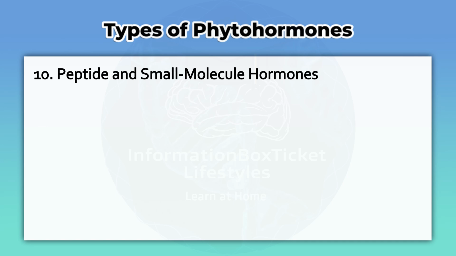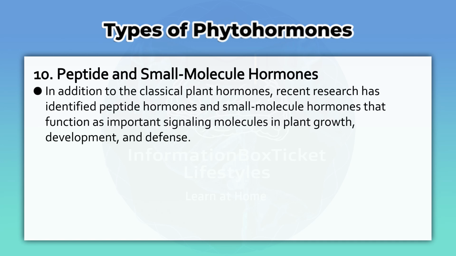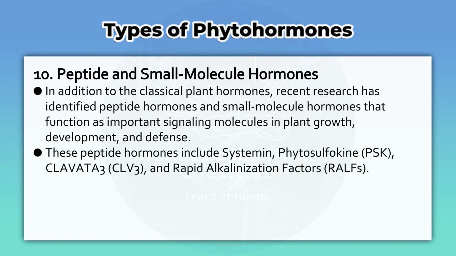10. Peptide and small molecule hormones. In addition to the classical plant hormones, recent research has identified peptide hormones and small molecule hormones that function as important signaling molecules in plant growth, development and defense. These peptide hormones include cysteamine, phytosulfokine, PSK, CLAVATA3, CLV3, and rapid alkalinization factors, RALFs.